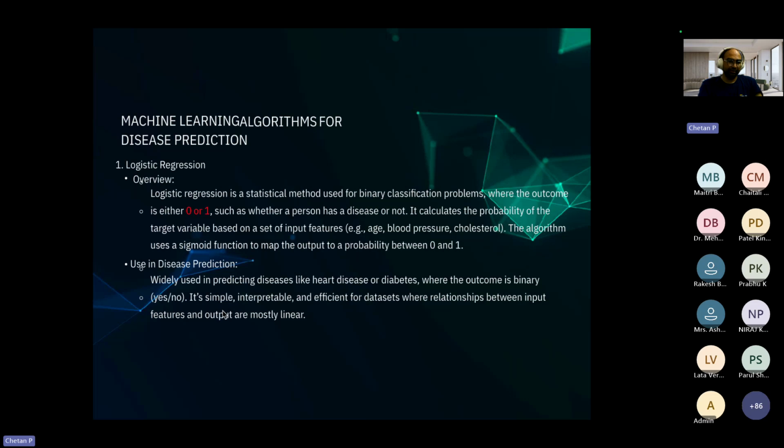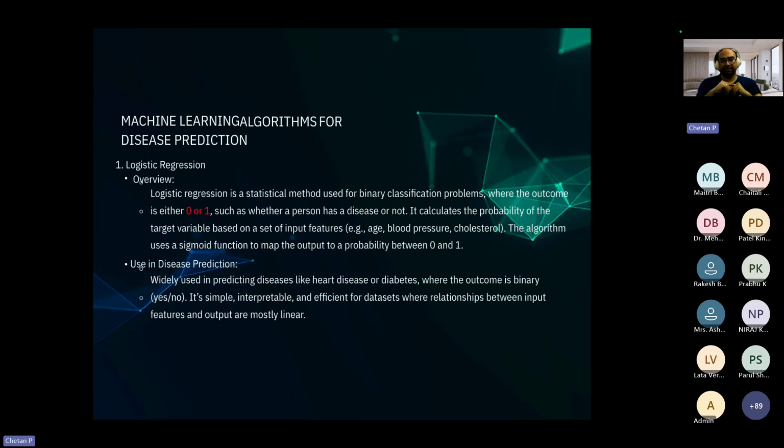Now, when to use this: predictions. Logistic regression is widely used in predicting diseases like heart disease and diabetes, where the outcome is binary. It's simple, interpretable, and efficient for datasets where the relationship between input features and output features is mostly linear. So I will talk about this linearity. Many times we have seen that in real-world data, hardly will you get that linearity, right? Linearity means that, let's say, on the x-axis there is height and on the y-axis there is weight.